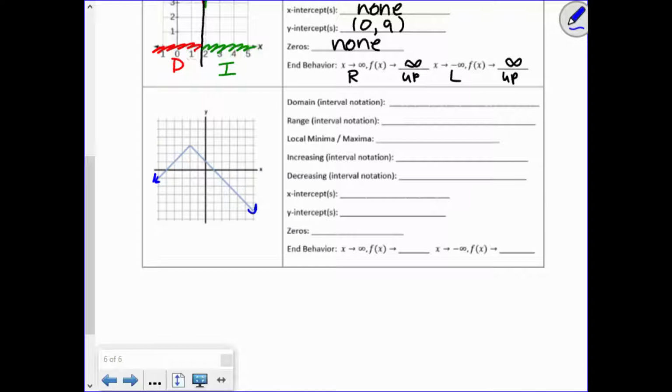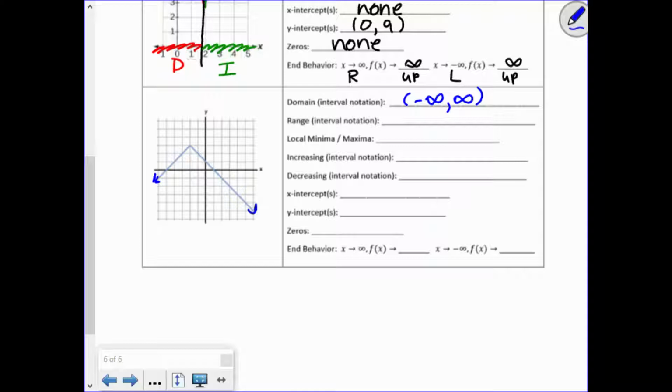Alright, so now we're here. View picture. What's my domain? Negative infinity to positive infinity. That is always the case for an absolute value. It's not the case for every single type of graph, but for an absolute value, the domain should always look like that. Okay?